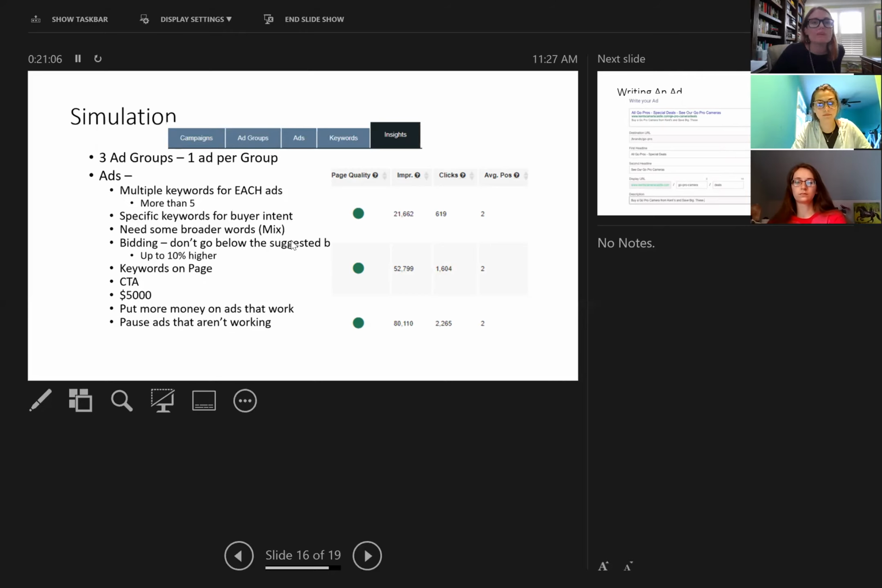As I mentioned, when you're picking keywords, and you're putting keywords with the ads, you want to mix. So you still want high traffic, even if there's high competition, but you also want some of the long tail conversion words as well. Bidding, don't go below the suggested bid, as I mentioned. Make sure you go upwards of 10, maybe 15%. Review the keywords on the page. Remember what we've talked about for on-site SEO. And allocate more money, more budget to ads that are working. And sometimes you need to pause ads that aren't and just redo the ads.